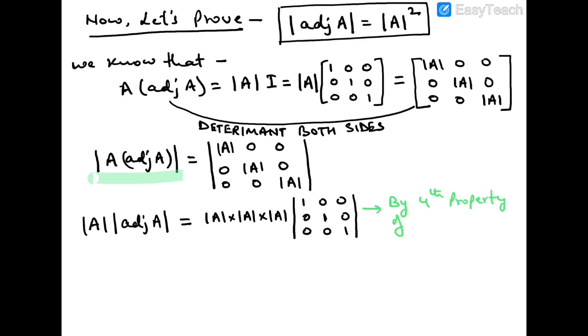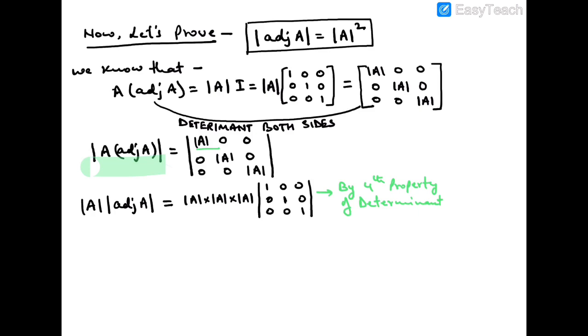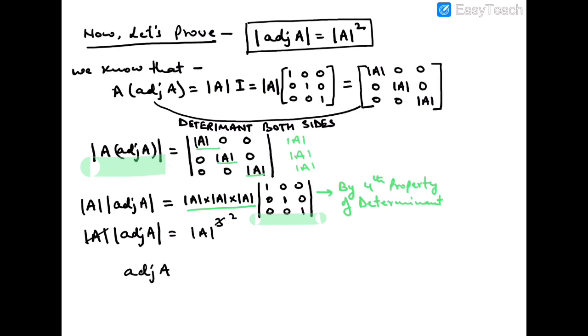in which we can take out a common factor from each row or column. So here each row has determinant of A as its common factor. So we got determinant of A cube times 1 because it's the identity matrix, and one determinant of A got cancelled. So we got determinant of adjoint of A is equal to determinant of A square.